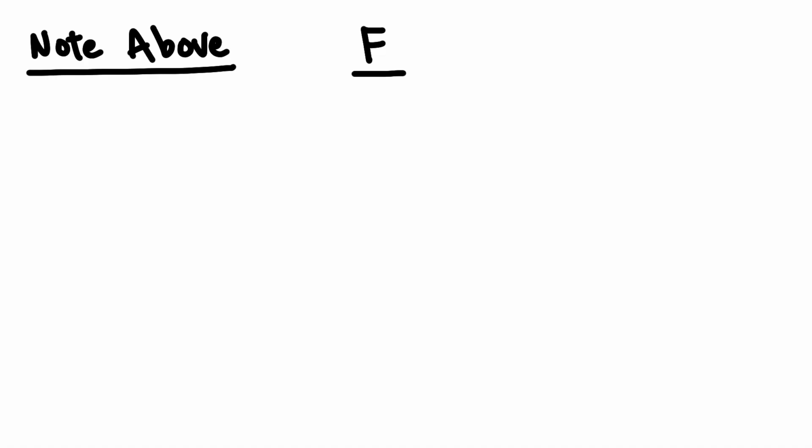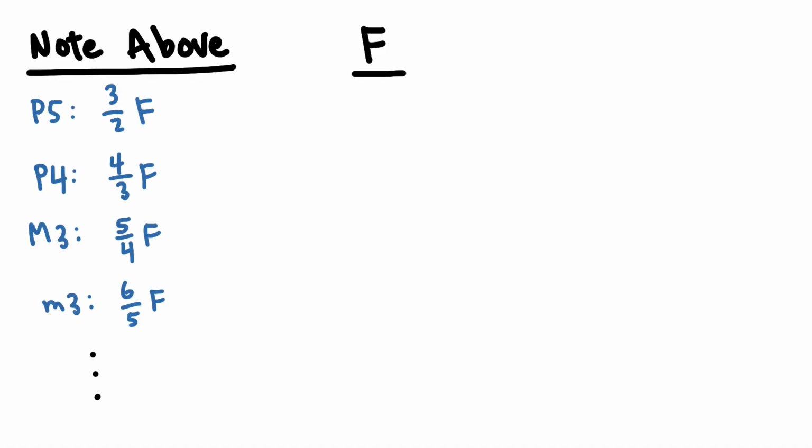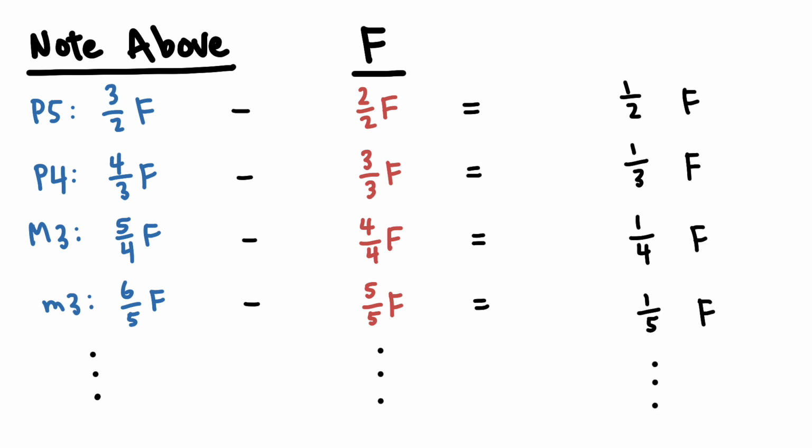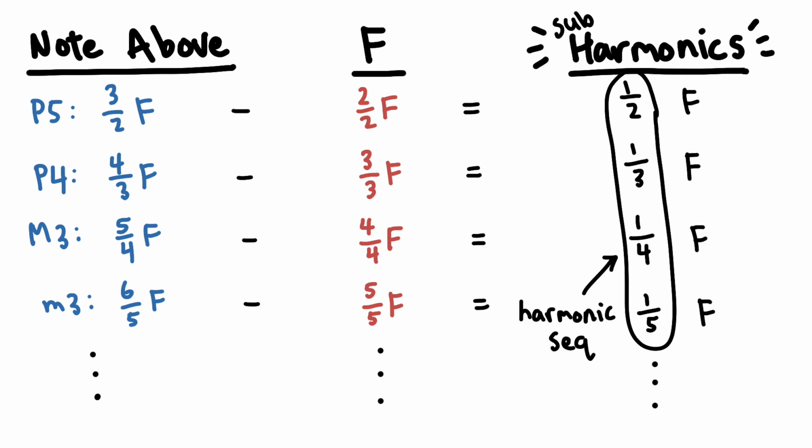If my fundamental has frequency F, by definition, the note a perfect fifth above has frequency 3/2 F, a perfect fourth would be 4/3 F, a major third would be 5/4 F, a minor third would be 6/5 F, etc. Then, as we just showed, the beat wave for each interval has the frequency of the higher note minus the lower note, and obviously, if you subtract 1 from any of these fractions, you'd get 1 over the denominator, lining up with the harmonic sequence.